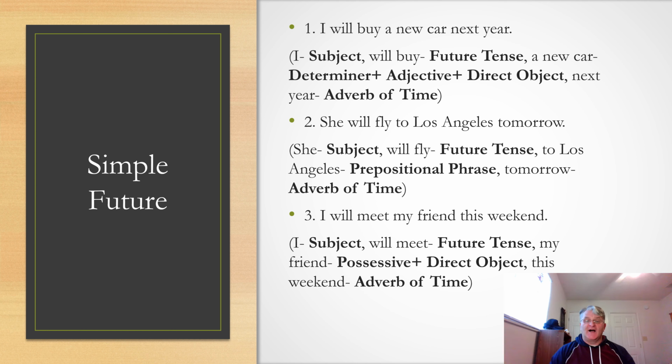Okay, she will fly to Los Angeles tomorrow. So she is our subject. Will fly is our future tense. To Los Angeles is our prepositional phrase. Tomorrow is our adverb.